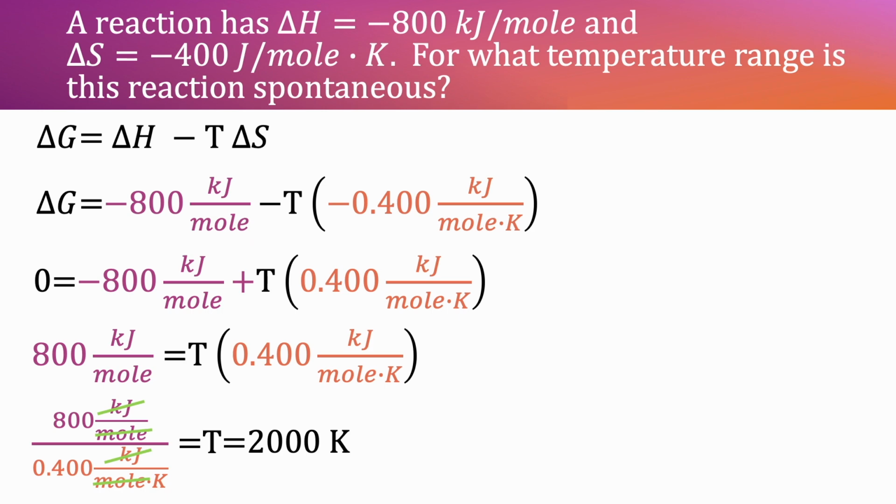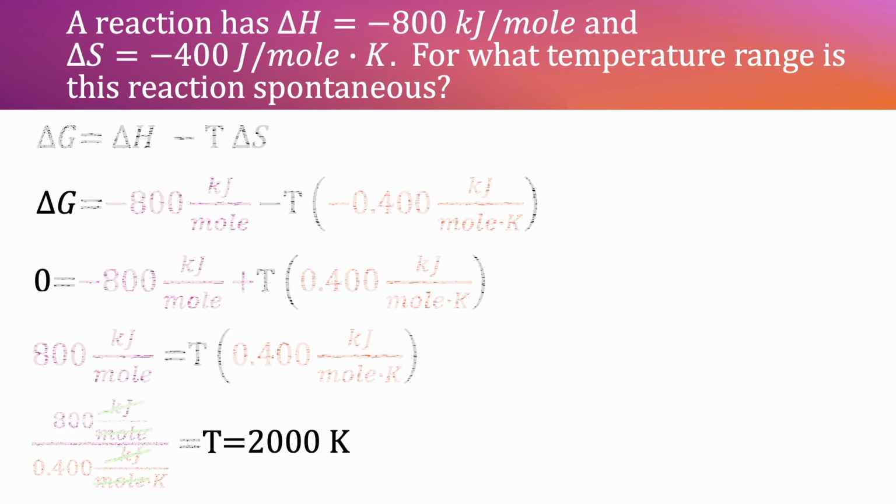But remember, this isn't what we wanted to solve. What we've done is we said, what if delta G was exactly 0, and in that case, T, temperature, would have to be 2,000 kelvins. What we want to do is figure out which side of that 2,000 kelvins we need to be on so that we'll have a negative delta G, and our reaction will be spontaneous.